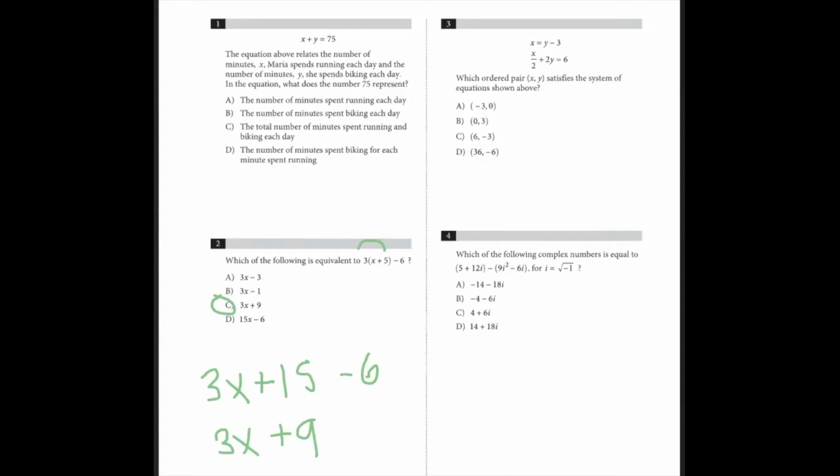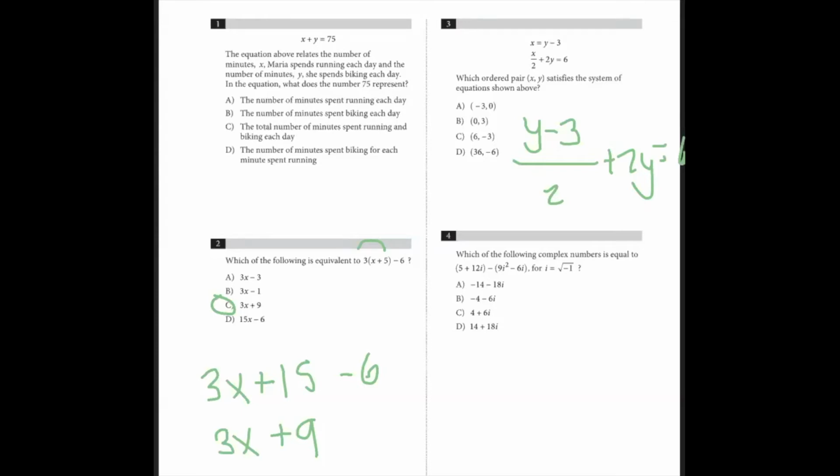It says, which ordered pair x comma y satisfies the system of equations shown above? A system of equations is basically just finding the point or coordinate that will work for both equations. So at least for this one, I think the easiest method is substitution. You could always do it a different way, but since we know that x is equal to y minus 3, all you have to do is plug that in for the x in the second one and then solve. There are many ways to do a system of equations, but for this one, substitution I think was the best way.